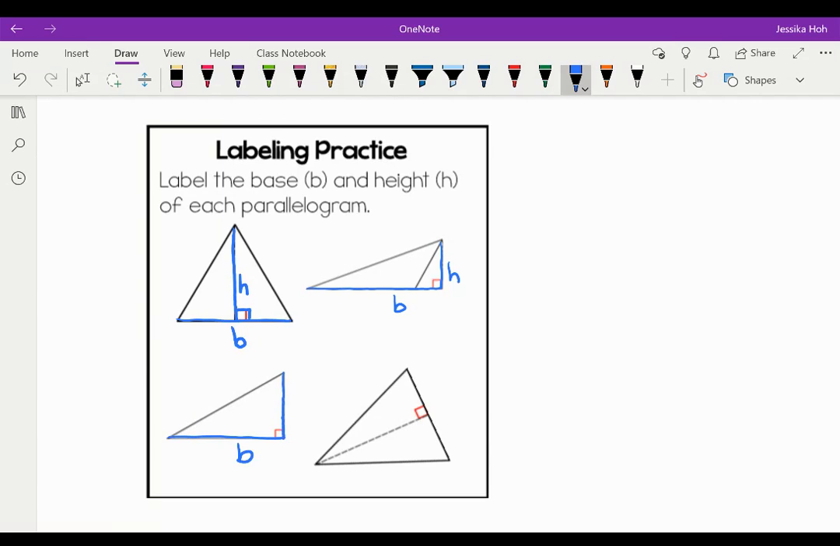This is the base, this is the height, and this triangle is on its side. It looks a little different, but it's the same. So you want to find out where they meet. This would be the base, and this would be the height.